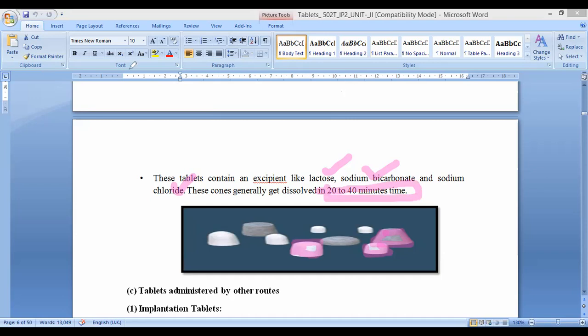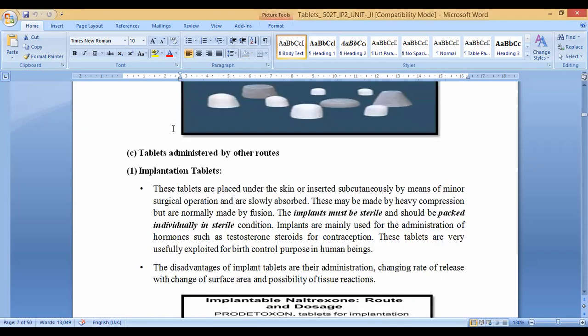Then the other two classes of tablets which remain: one is the tablets administered by other routes. Firstly, this includes the implantation tablets. Implantation tablets are placed under the skin or inserted subcutaneously. When you place or insert it under the skin, you have to go for a minor surgical operation, and they are slowly absorbed.